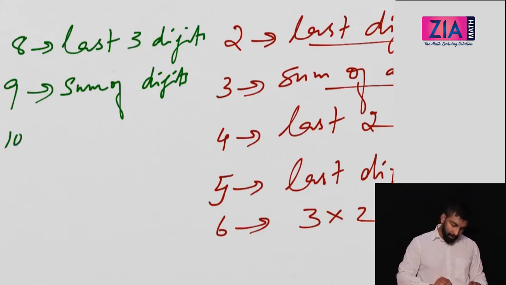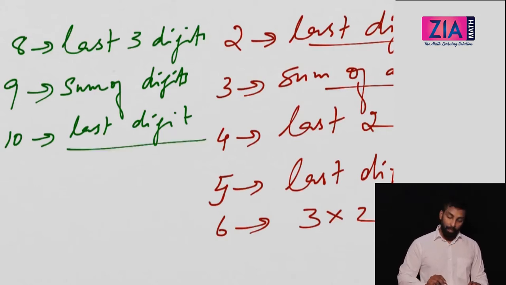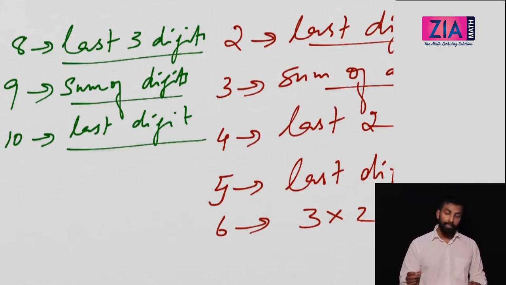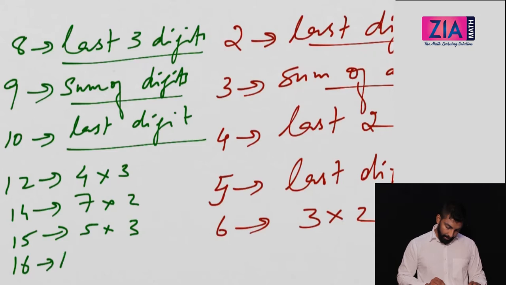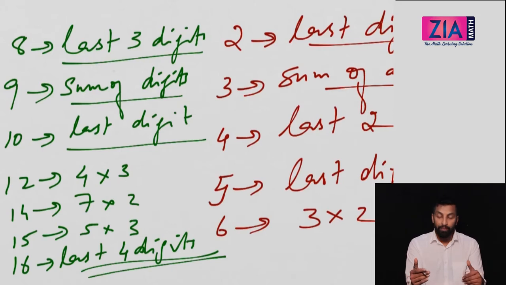I hope you understood. I am not writing that. Divisibility of 10, last digit. Okay, so last digit must be 0. Divisibility of 11 we will do now. Then last 3 digits must be divisible by 8. 12, I told you this is 4 into 3. 13 we will do. 14 is 7 into 2. 15, 5 into 3. 16, last 4 digits. So I hope all of you understood the divisibility of these numbers. What is left out? 7, 13, 11, 17, 37. This is what we are going to do now.